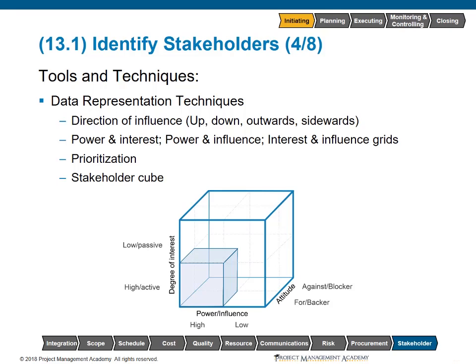Outward influence is the stakeholder groups and their representatives outside of the project team. So think about your suppliers, government representatives, or the end users. While sideward influence is the peers of the project manager, such as other project managers or middle managers who are in competition for scarce resources. Prioritization will be necessary. We will identify many stakeholders, but obviously we will have to limit our attention to key stakeholders. These are the people with the highest level of influence, power, or interest.